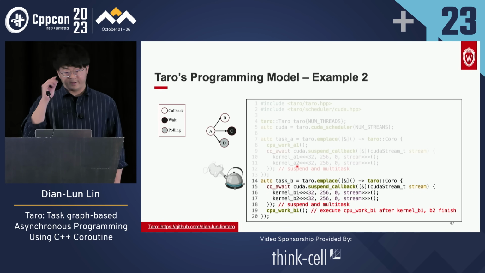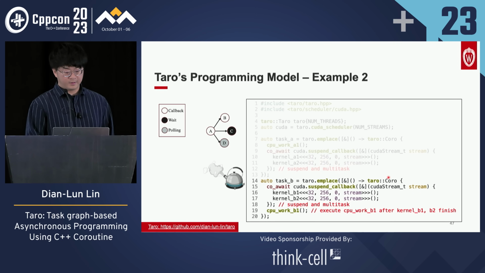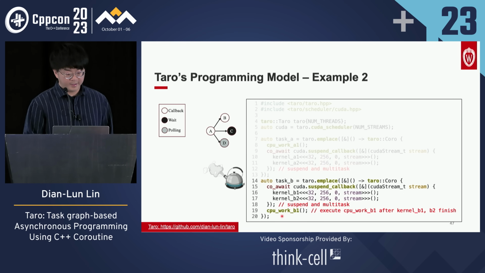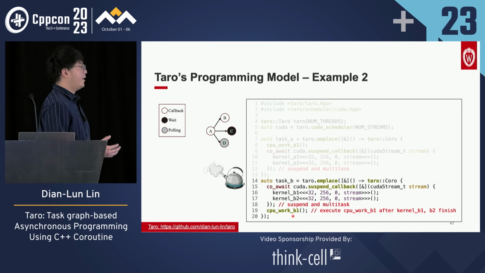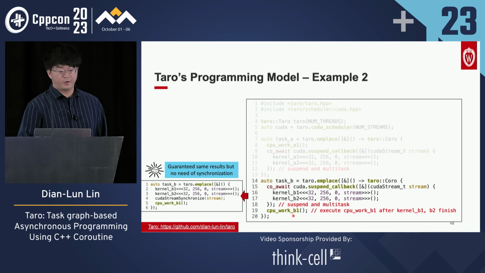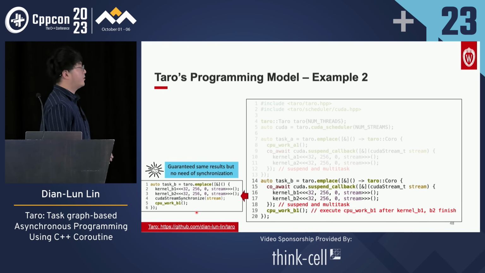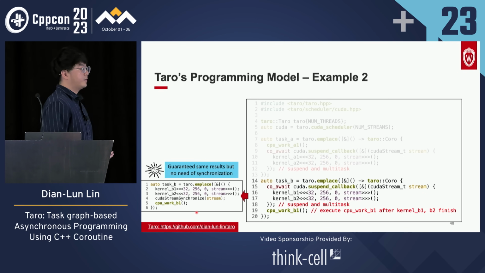Task B, again, is a callback task. Specify this is a coroutine, and then offload the GPU kernels using suspend callback. And this CPU work B1 is guaranteed to be executed after the kernels in task B finish. So you'll have exactly the same result as shown here. Taro guarantees you have the same result, but there's no need for synchronization.